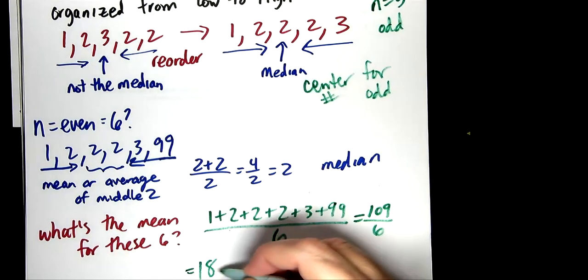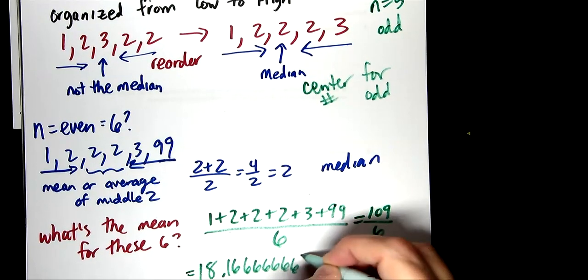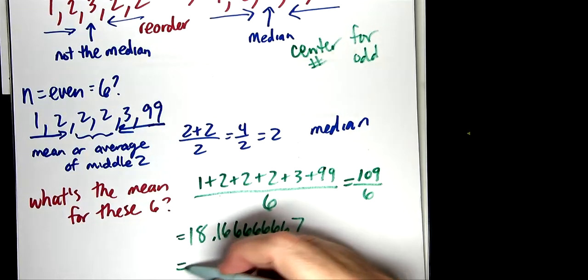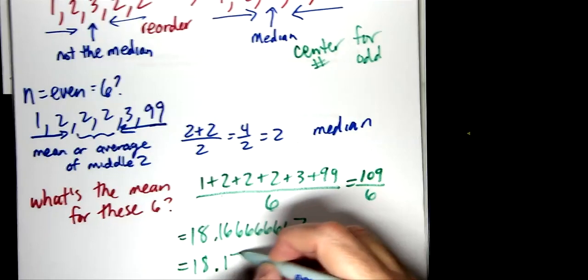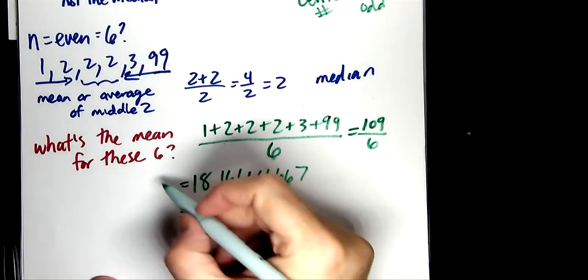This says 18.16666666667. I would probably round this to 2 decimal places as 18.17. So this would be my X bar.